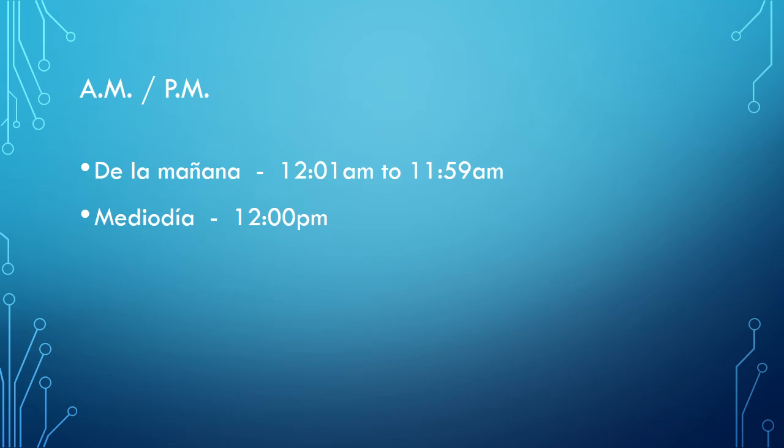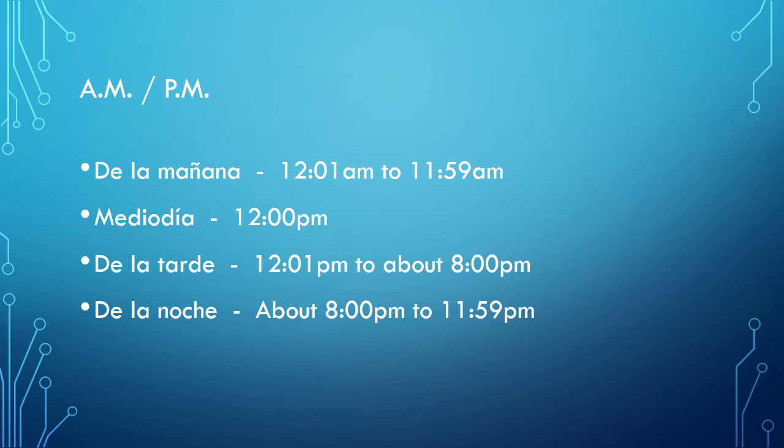Okay, al mediodía, that means noon. So if it's right at noon, you can say, es al mediodía. It's noon. It's the half day. De la tarde. PM, like I said, doesn't really translate, because tarde means afternoon and evening. Remember buenas tardes? So from about 12:01 p.m., afternoon until about 8 o'clock, maybe 9 o'clock, you'd say de la tarde. So son las 4 de la tarde. It's 4 o'clock in the afternoon.